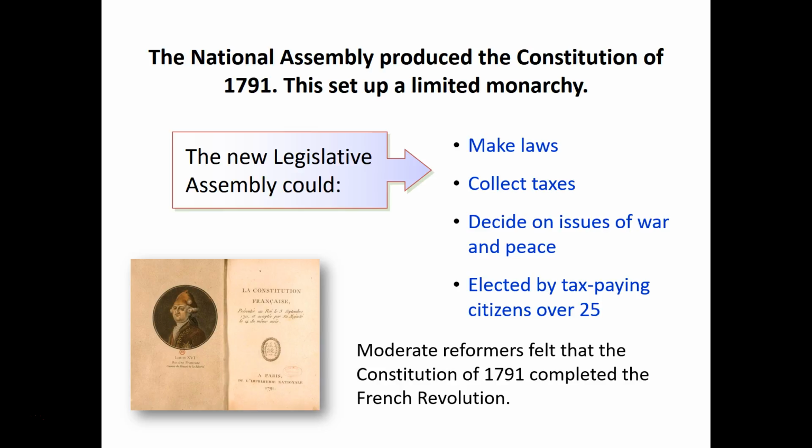Now, the moderates in France looked at this first constitution in 1791. They were pretty happy with it, and they saw this as, well, this is good enough. We can live with the constitutional monarchy. We don't care if we have a king, so long as he doesn't have absolute power. And for them, this completes the French Revolution.